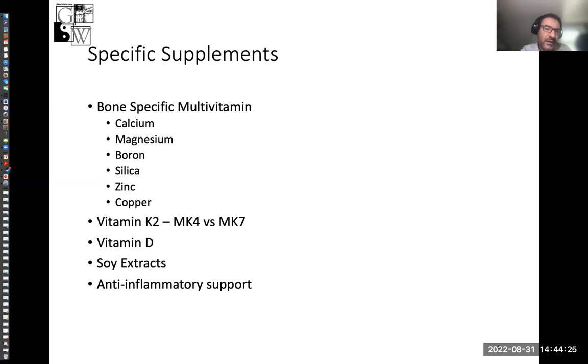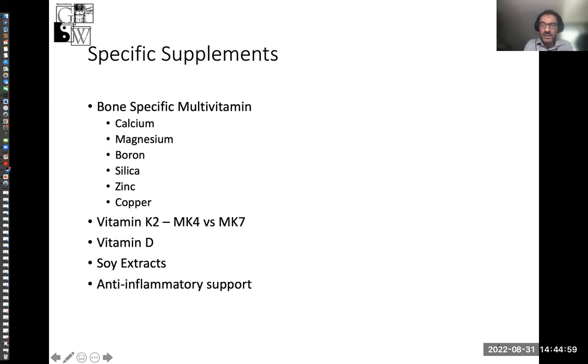Boron, silica, zinc, and copper, I kind of mentioned them. So let's move to vitamin K2. Actually, both vitamin K1, which is important in clotting, and vitamin K2, which is important in muscles and bones, have a bone-supportive role. Just like vitamin D, vitamin K deficiency will profoundly negatively impact bone. And it's important to know that supplementing with K2 seems to have pretty strong evidence for improving bone density.